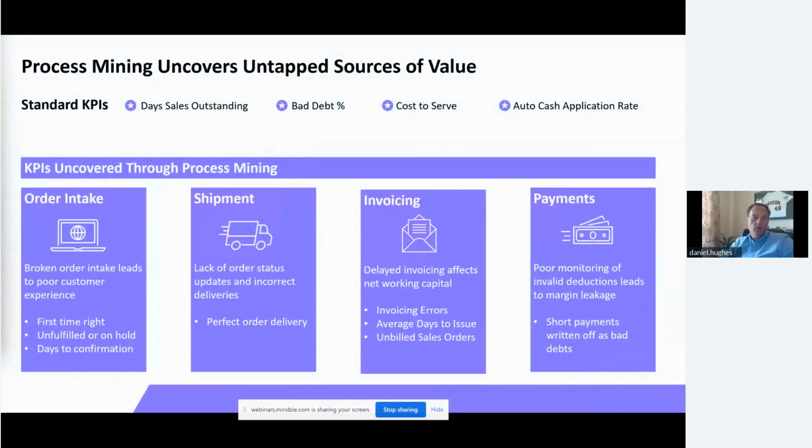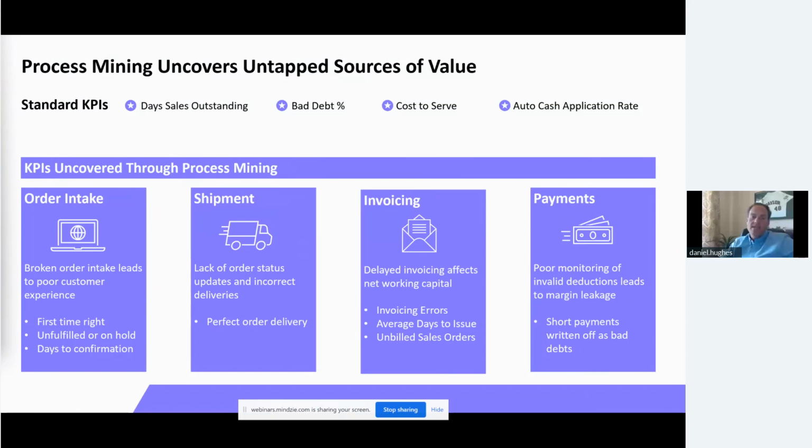People have tried to do that for a long time using standard BI tools, right? Looking at things like Power BI or Tableau and Qlik, and they get standard KPIs that everybody's using in their order to cash process. Things like day sales outstanding or bad debt percentage or cost to serve or even auto cash application rate. But that's not really telling the story of your order to cash process. There's a lot of uncovered KPIs and metrics that process mining can deliver for you.